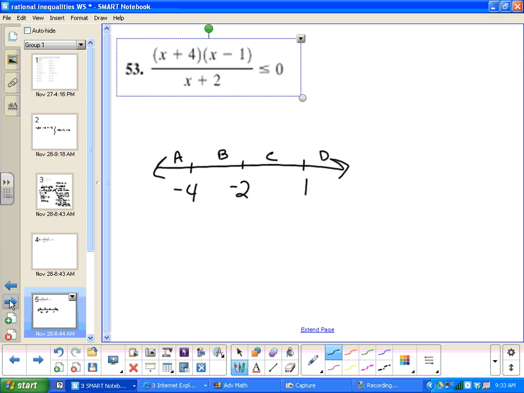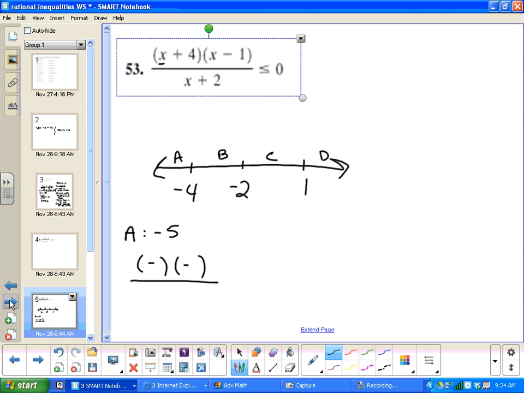Now let's plug in some numbers from those intervals and see which ones work and which ones aren't. Give me an idea of what I could plug in for the A interval. At -5. Okay, so let's put in -5. -5 plus 4 would be negative. Remember, you don't have to do the number, you just do the sign, because it would be in interval A. What about -5 minus 1? That would also be negative, right? So I got a negative times a negative in the numerator.